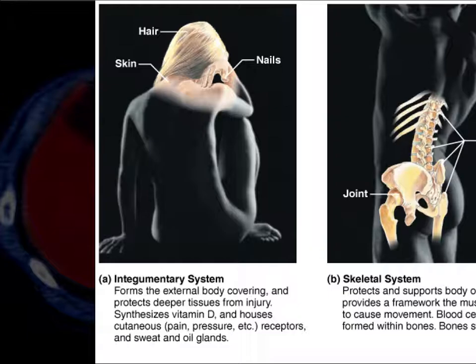Okay? The skeletal system is next. Some of its components are bones and joints. And what is a brief summary function of the skeletal system? Support. Okay? So your skeleton supports you, helps you stand up straight. It supports the organs underneath it. It also stores minerals.